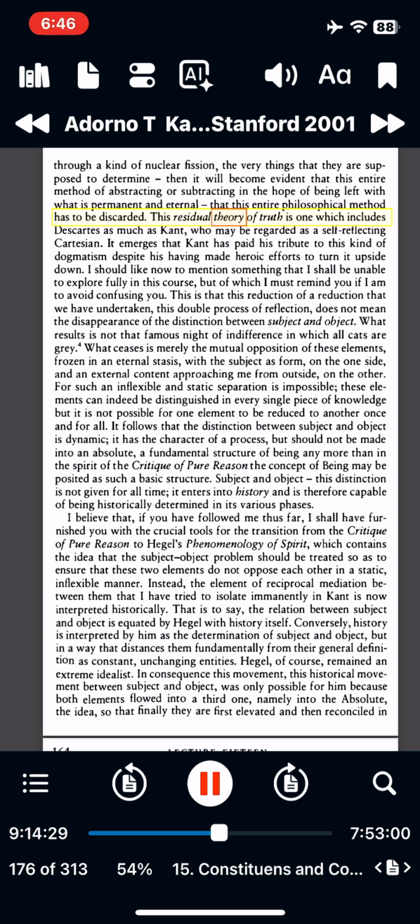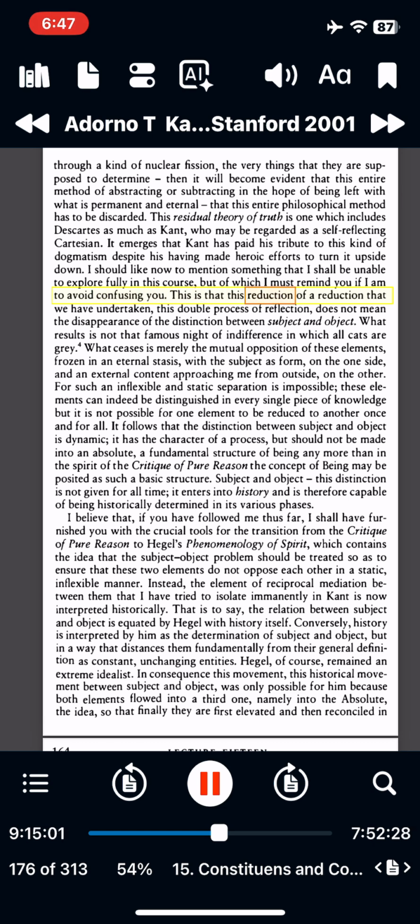This residual theory of truth is one which includes Descartes as much as Kant, who may be regarded as a self-reflecting Cartesian. It emerges that Kant has paid his tribute to this kind of dogmatism despite his having made heroic efforts to turn it upside down. I should like now to mention something that I shall be unable to explore fully in this course, but of which I must remind you if I am to avoid confusing you.